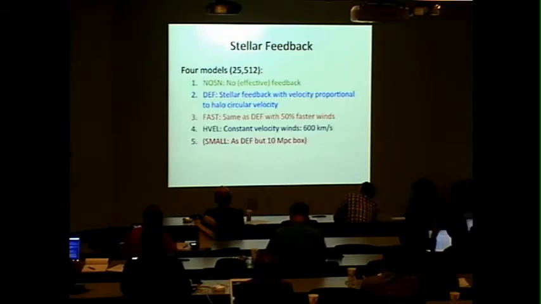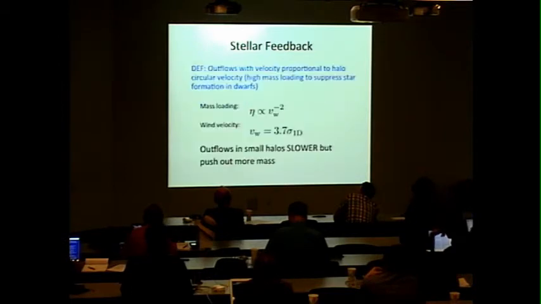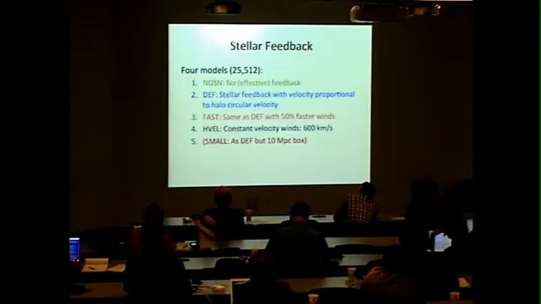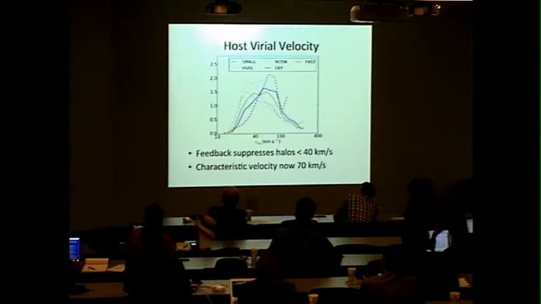Here we have no SN, which has no feedback, or no effective feedback. This is the thing I just described to you. Here I have increased the speed of the winds by about 50%. So it's exactly the same as this model, but this 3.7 is replaced with about 5. This model, I've just made the winds have a constant velocity. This does not suppress star formation at the faint end very well. And then this fifth model, which is the same as 2, but with a higher resolution. Okay. So what does this do? This changes the virial velocity of the host halos.